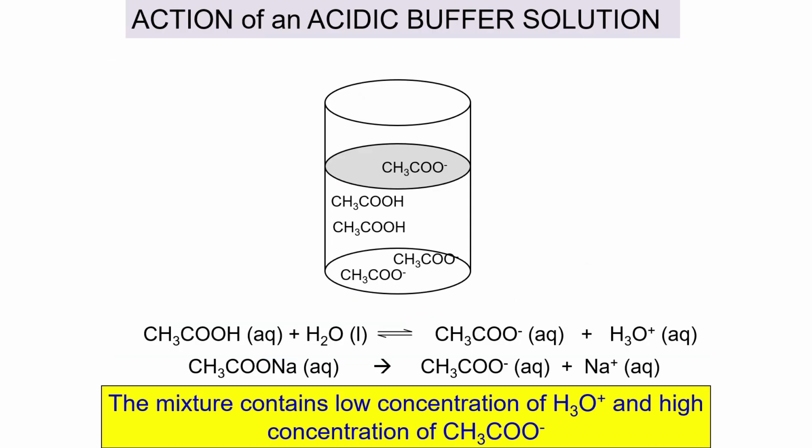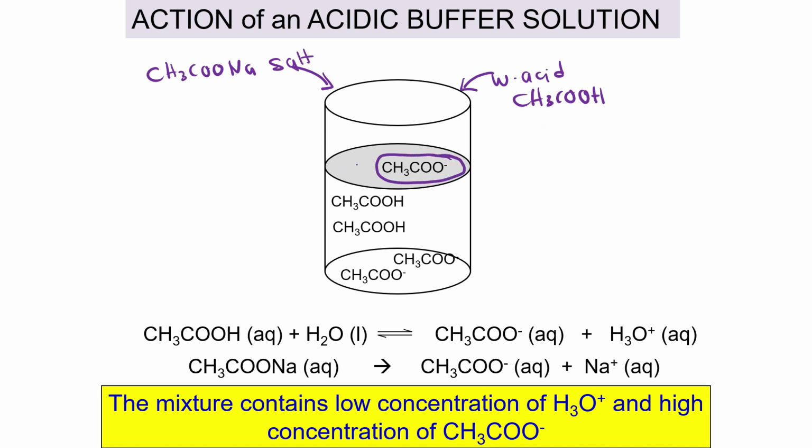Action of acidic buffer solution. Jadi tadi kita dah masuk weak acid. And then kita masukkan salt. Jadi salt kita adalah CH3COONa. Dan weak acid kita adalah CH3COOH. So dia akan dissociate kepada ion acetate, CH3COO minus, dan juga Na+. So ini adalah ion dia. Okay, this is the ion.